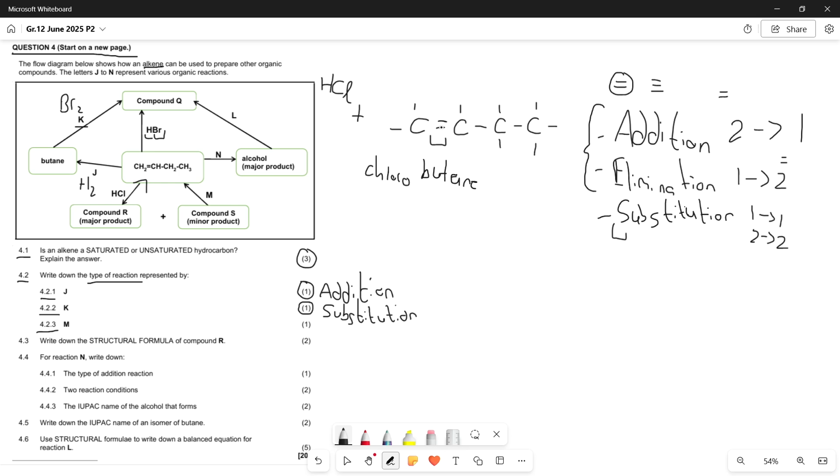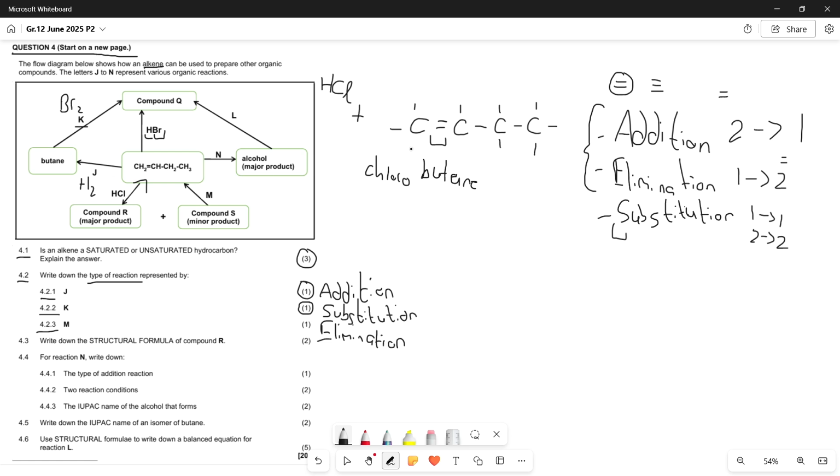Okay, which means we now have a double bond and a product, which means we went from 1 to 2, which means we're dealing with an elimination reaction. Okay, and the specific elimination reaction is dehydrohalogenation. We removed our H and our Cl. If it was hydrohalogenation, it would mean we'd be adding it.